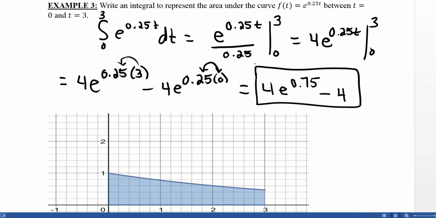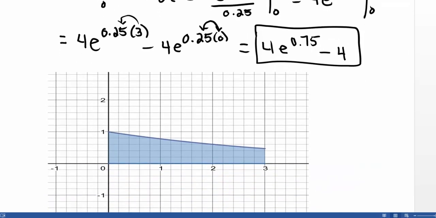So if you look at the picture that I have given you here below, you can see exactly what we're representing. This is a graph of e to the 0.25t, and the shaded area is the area below the curve between 0 and 3. And that works out to be exactly 4e to the 0.75 minus 4. So we have an exact area, and even though the problem only asks us to set up the integral, we now know how to use the steps to find the area if we needed to.